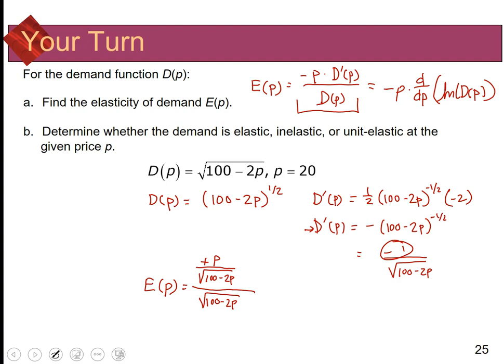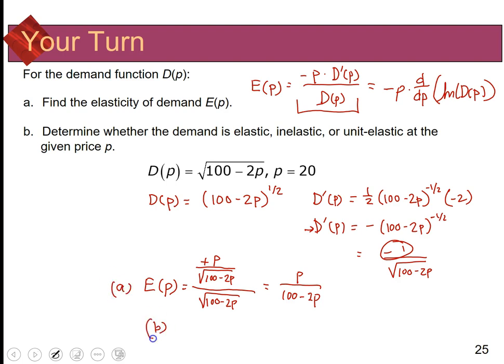If I'm taking a quotient divided by something else, I just multiply the denominators together. So this ends up being p over the square root of 100 minus 2p times itself, which means I'm essentially squaring a square root. So that just becomes 100 minus 2p. So that's the function that gives us the elasticity of demand. So that answers part A.